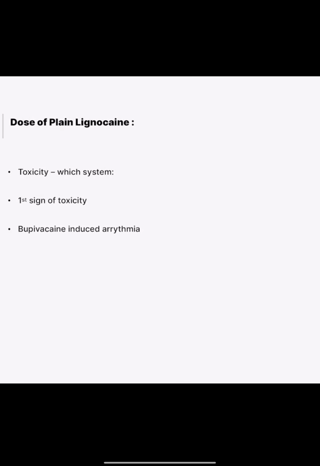Now remember, when you are giving lignocaine, you have to remember the doses. The plain lignocaine dose is 4.5 mg per kg body weight, and with adrenaline the dose becomes 7 mg per kg body weight. But if you exceed this dose and give to the patient, the patient will end up in lignocaine toxicity, and the system affected is basically the central nervous system.